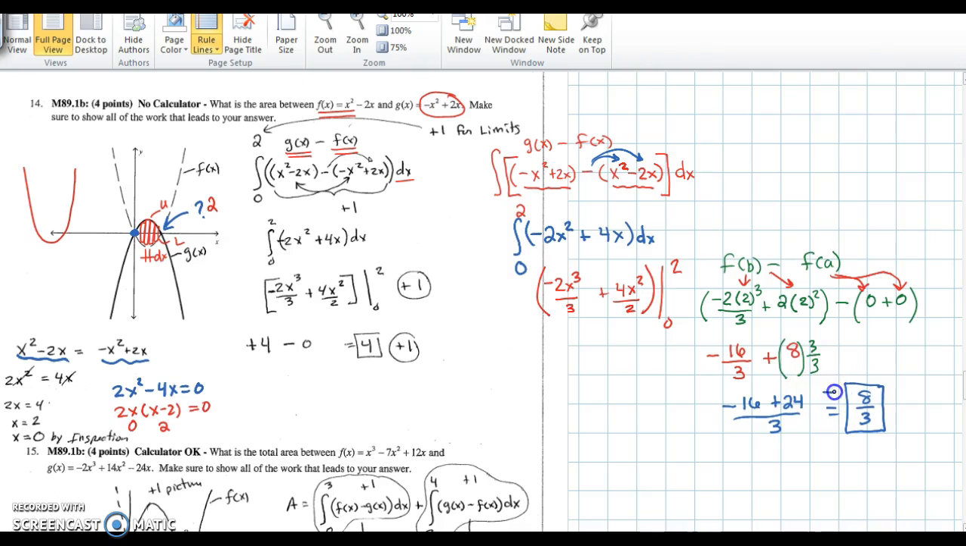If you were to get a negative, that should be a hint that you've done things opposite. Look back and make sure that you get your upper curve on the top. Then don't go back through and redo everything, just change the sign from positive to negative.